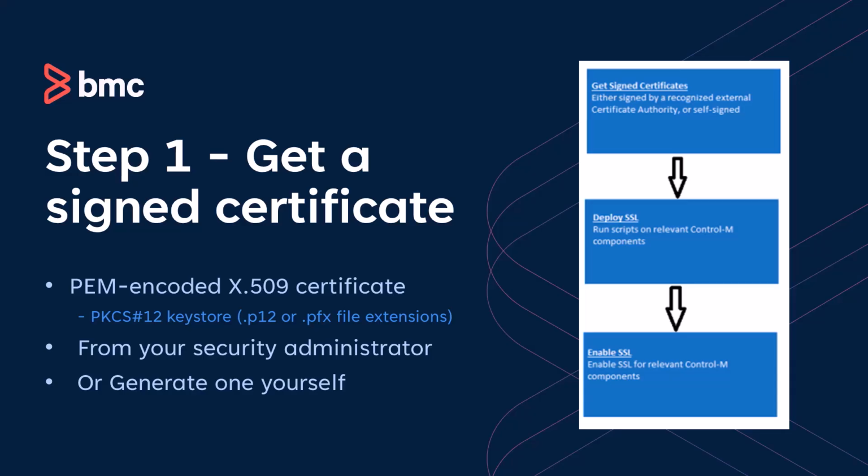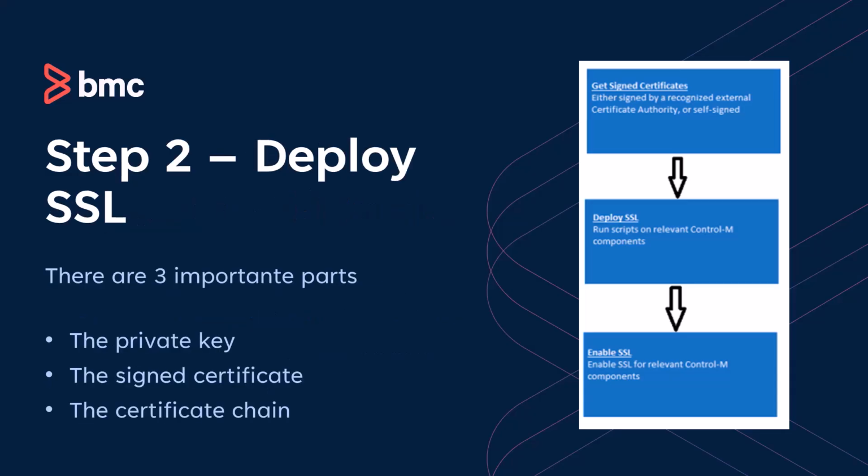So, step 2. Deploy the SSL. Once you have your certificates ready, the next step is to deploy them. This means installing the key store that contains your private key and certificate chain on each relevant Control-M component. You can do this directly from the Configuration Manager or by using the deployment script shipped with Control-M. The key point here is consistency. Every component that participates in SSL must trust the same certificate authority.